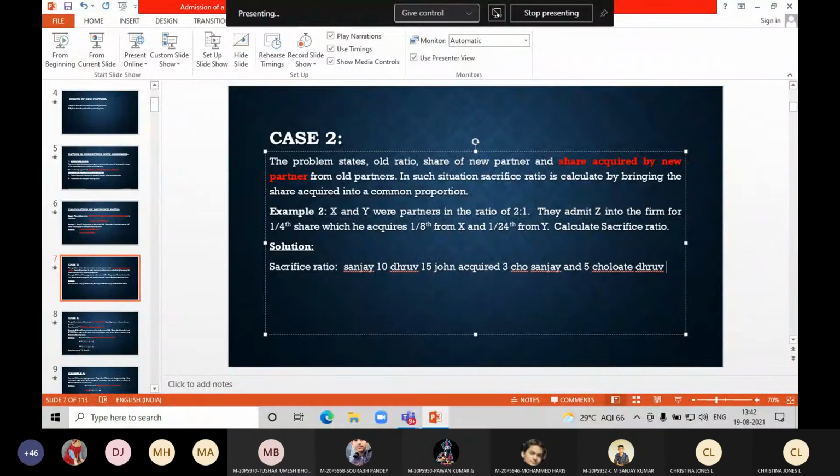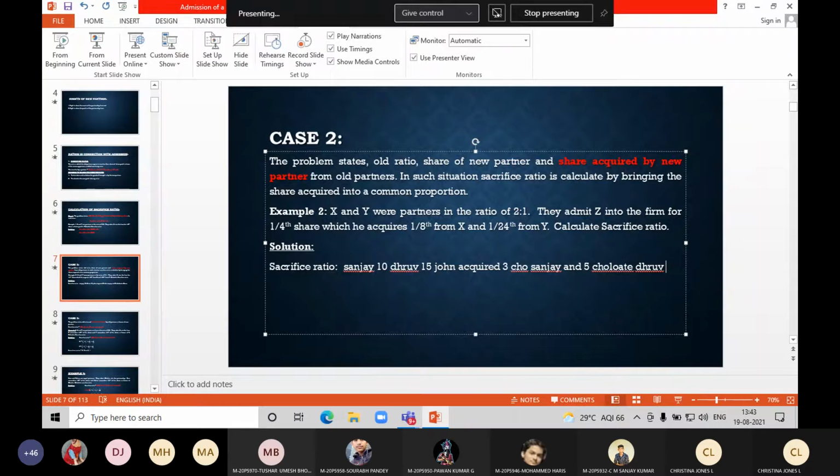Sanjay sacrificed 3 and Dhruv sacrificed 5. Perfect. The answer is in the question itself. Did you get the point? What they have done is, instead of telling Sanjay sacrificed 3 chocolates, Dhruv sacrificed 5 chocolates, instead of telling the story from Sanjay and Dhruv's point of view, they are narrating the story from John's point of view.